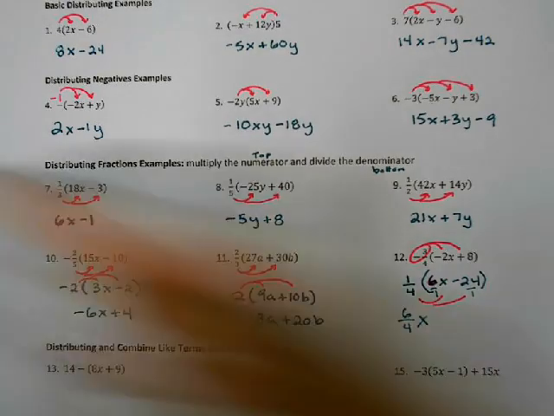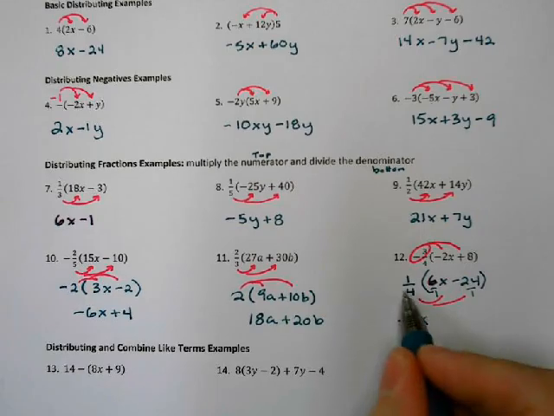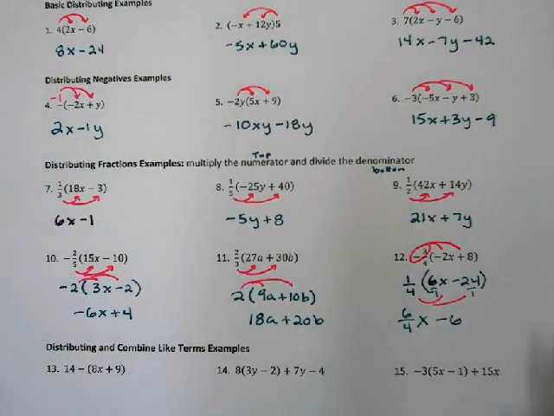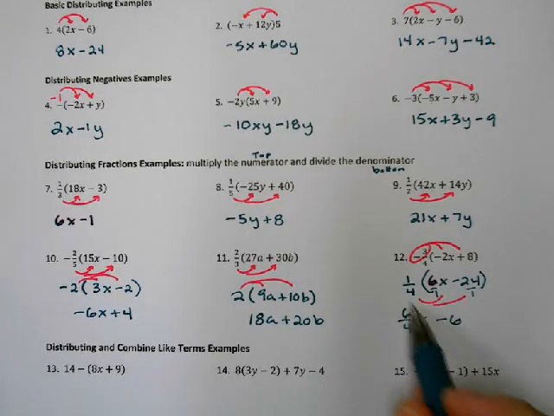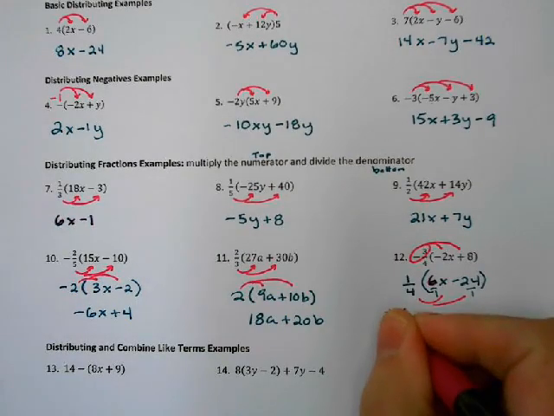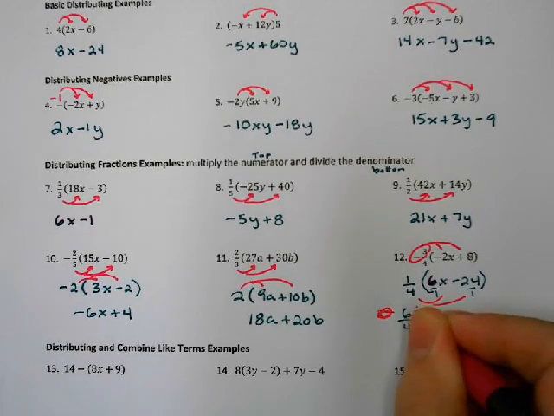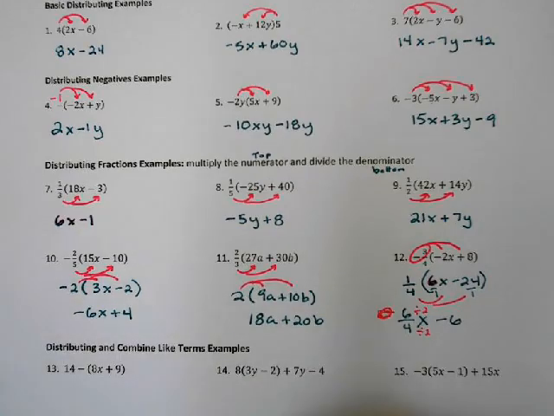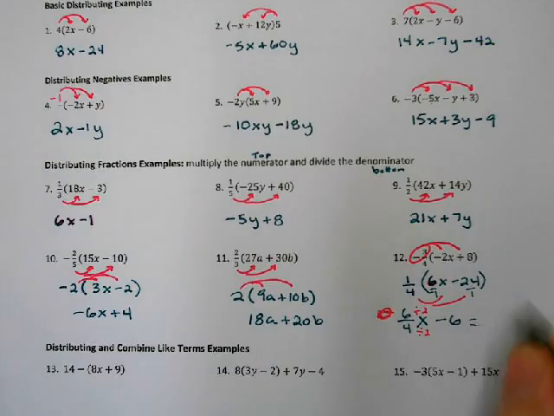So negative 24 divided by 4 is negative 6. Now I can reduce this. 6 over 4 still reduces. So I can divide the numerator and the denominator by 2. Oops, I should have done it on the other side. Divide that by 2 and divide this one by 2 to get a final reduced answer. The final reduced answer would be 3 over 2 and then the variable of x minus 6.